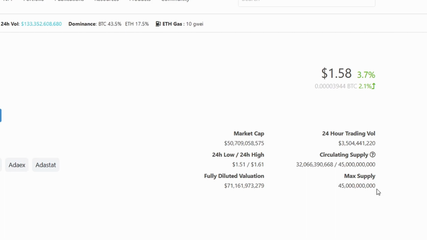So as long as the internet still exists in a million years and the heat death of the universe hasn't overtaken us, there will never be any more than 45 billion ADA tokens, because that is the max supply.